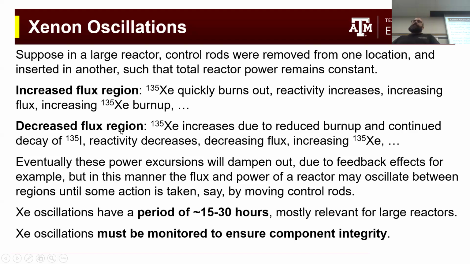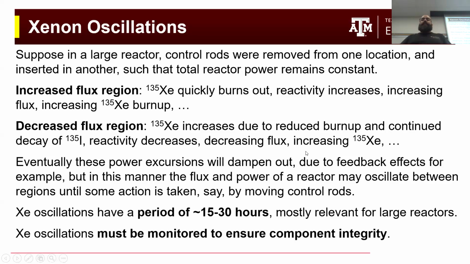And so in this location, you basically have positive feedback effects from the xenon going away. Whereas in the decreased flux region, it's almost the opposite: you have a lower flux, so the xenon can increase because it's not being absorbed as fast. That results in reactivity decreasing. The decrease in reactivity decreases the flux. That lower flux causes more xenon to be formed because you're continuing to produce xenon from the decay of iodine, but you're not as efficiently burning the xenon up because your flux is lower. And so you have these two locations where your concentrations are varying.